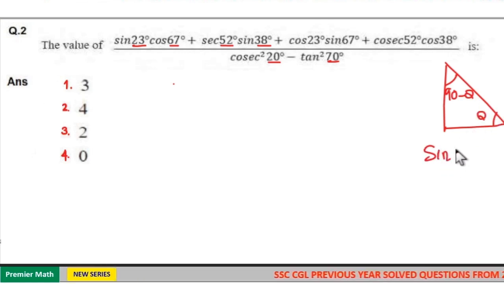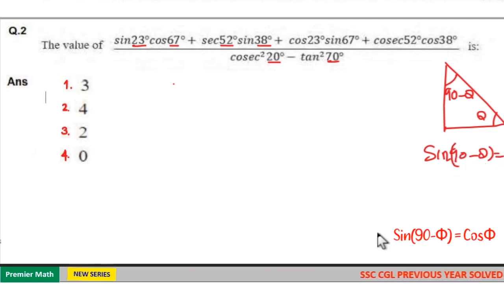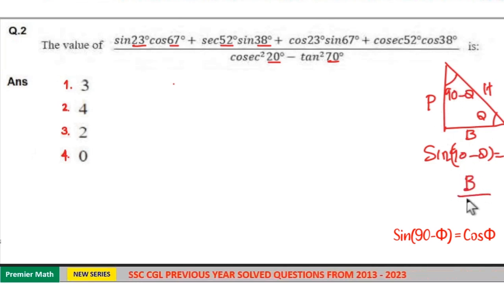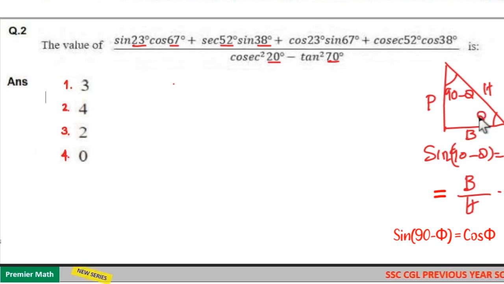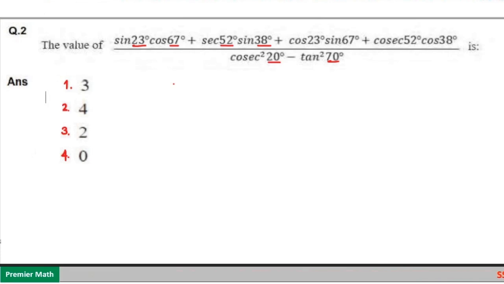Now sin 90 minus theta is equal to cos theta. That is, if this is the base and this is the hypotenuse, consider this as the perpendicular. Now take sine of 90 minus theta, that is sine of this angle, which is equal to the opposite side B divided by hypotenuse H. Now cos theta is equal to the adjacent side B divided by hypotenuse H. That's why sine 90 minus theta is cos theta. So use this concept and apply it here.